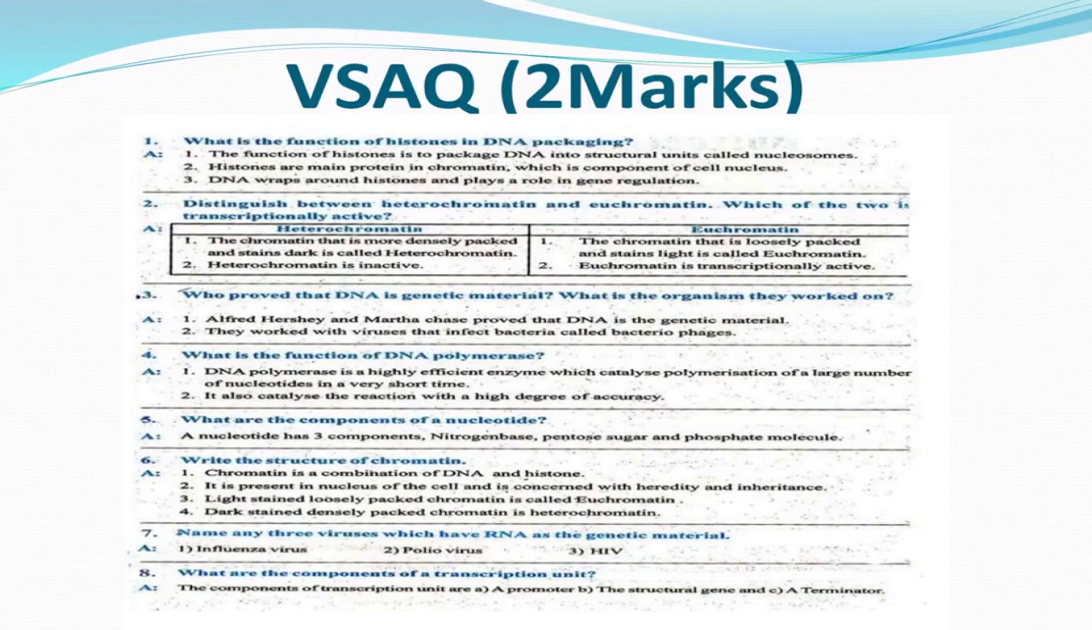So this is the next question, it is a very important question. Please note that question. What are the components of the transcription unit? In the previous class I told that the components of the transcription unit are promoter, structural gene and terminator. So this is a very important question. These are all 2 marks questions.